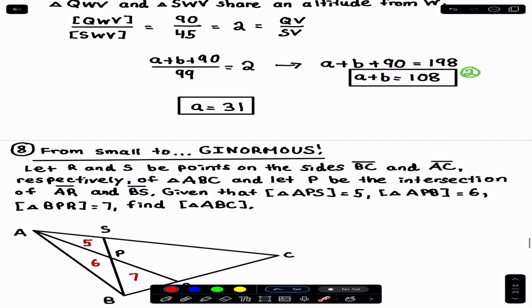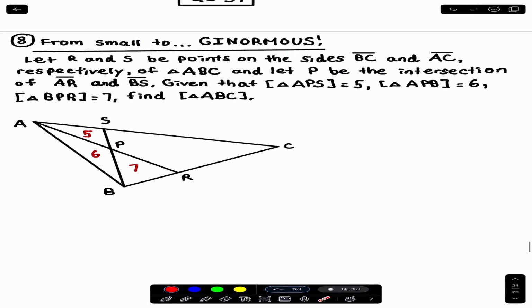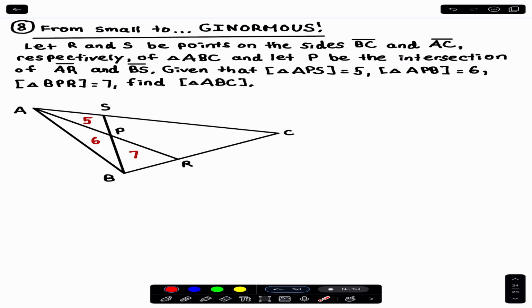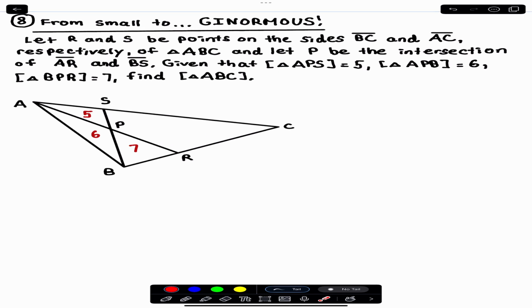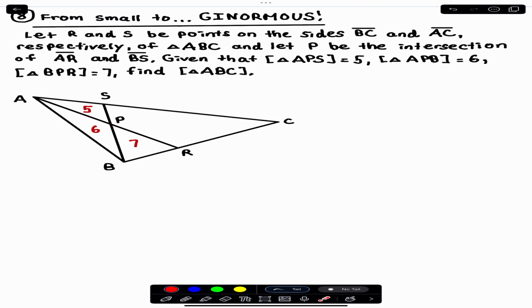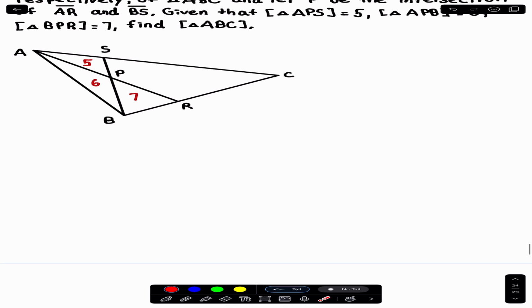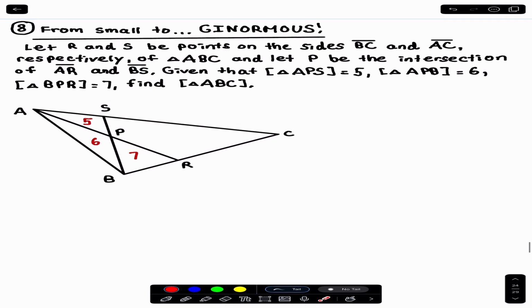With that being said, as I said, let's get on to this one, the final problem of the night. From small to ginormous, that's what I've called this, because the final answer is going to surprise you. Or at least, hopefully it will, because it surprised me, certainly, when I first did this.